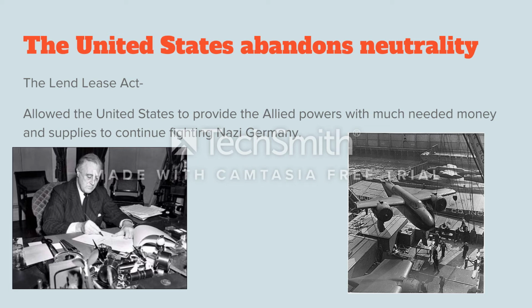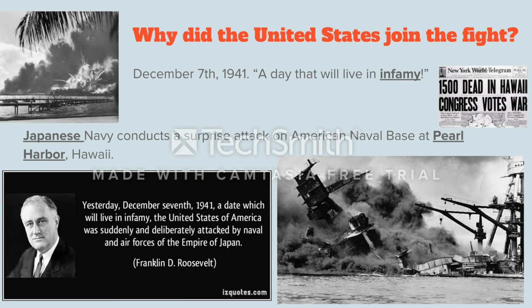This law allowed the United States to provide the Allied powers with much needed money and supplies to continue fighting Nazi Germany and their enemies. The Allied powers were in need of money, oil, tanks, machine guns, airplanes, and this allowed the United States to supply them with those things so that they could continue fighting and hopefully not fall to the Nazis. This is the first step in the United States joining the war.